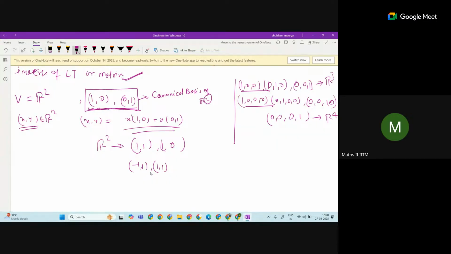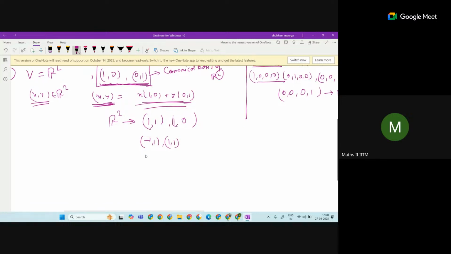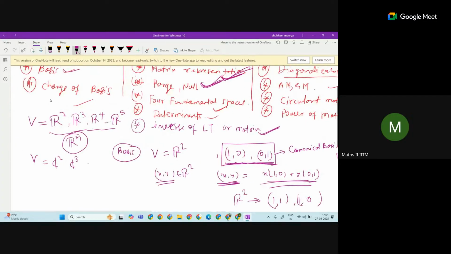So there are lots of bases. Even so, for this case, you can write this as a vector of R2. You can represent it like this. Similarly, you can write this vector in this fashion also. So now, this is a change of basis. I am going to discuss it.